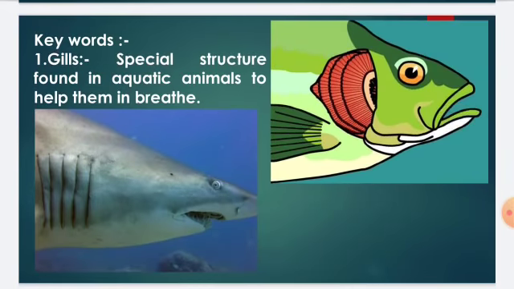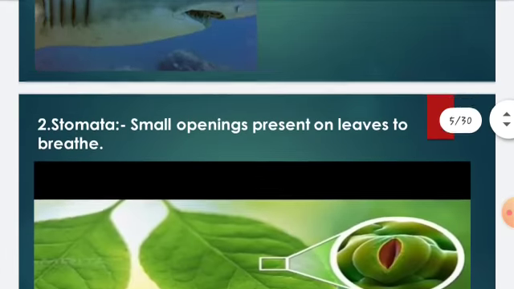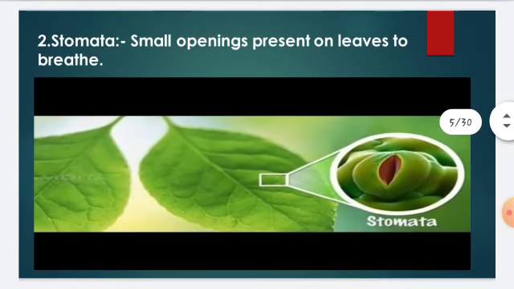Here we are covering some of the key words which are necessary for you to understand, and the first word is gills. Gills are the special structures found in aquatic animals that help them to breathe. The second key word is stomata. These are the small pores, small openings present on the leaves which help them to breathe.